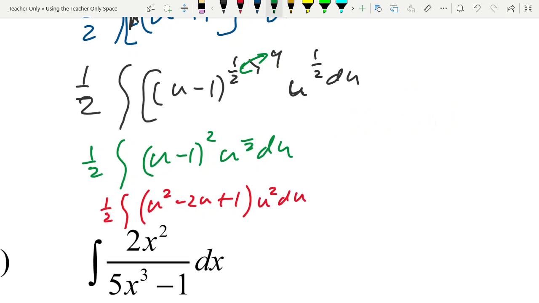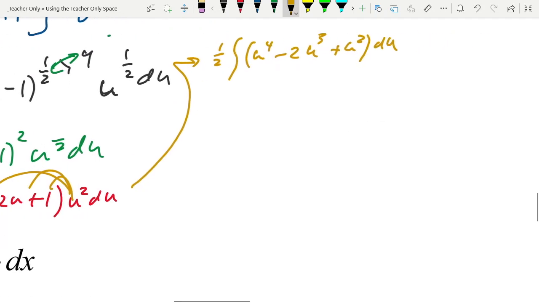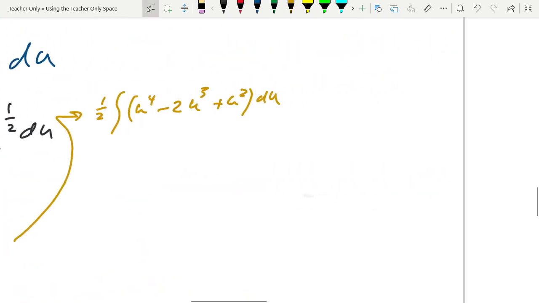And if you need to do it step by step, you can feel free to pause the video and do that on your own. Now I can distribute this through. That step of multiplying u minus 1 times u minus 1 got rid of the power. And now I can distribute that little bit of algebra that was tripping us up. So u squared times u squared is u to the 4th, minus 2u to the 1st times u squared would be u to the 3rd, plus u squared du. And I apologize, that u looks really ugly. Let's fix that, plus u squared du.